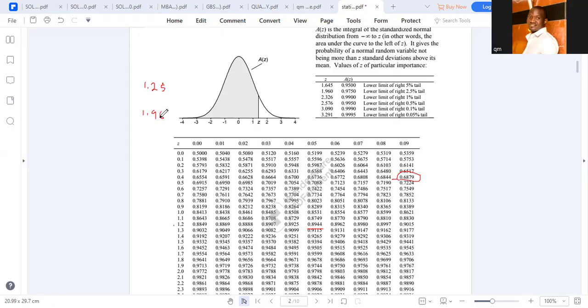Okay. So give me the reading for 1.96. Where do you go? 1.9, sorry, 1.9, my bad, and 0.06. Okay, is that clear? So this is where the reading is. Are we all together?